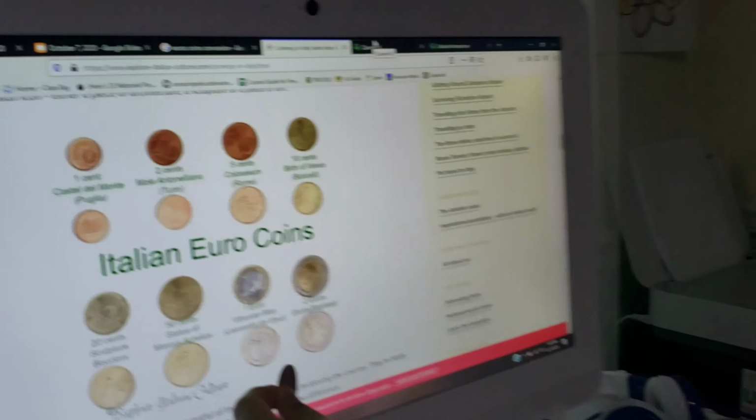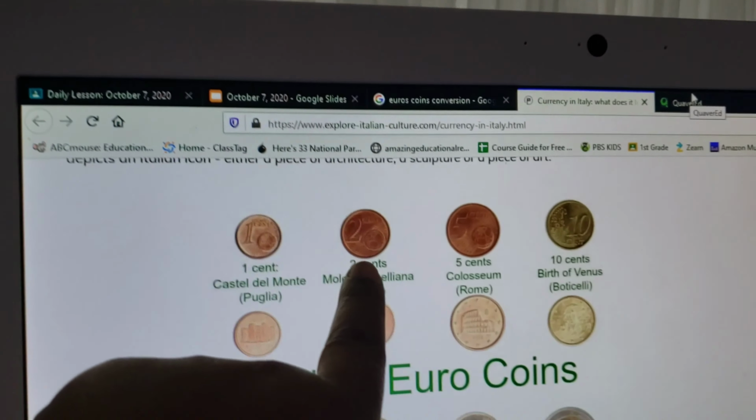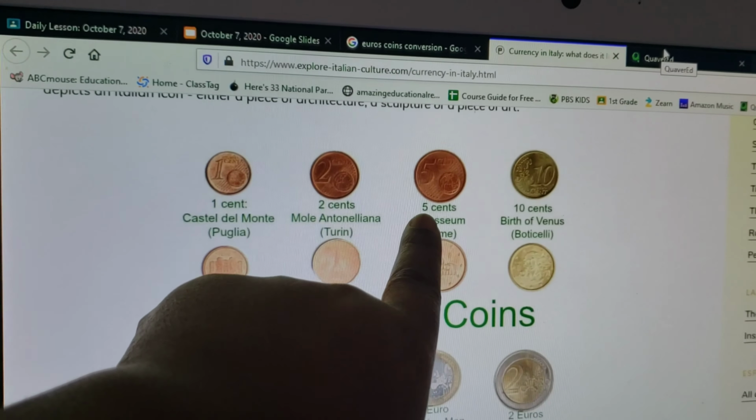So, we have found 2 cents, 5 cents, 10 cents. Oh, this gives us what the front and the back looks like. Okay. And then we also have 1 euro and 2 euros. So, what we're missing is the 20 cents and the 50 cents pieces, and then we're also missing the 1 cent piece. So if you would like to, you can study the euros with your magnifying glass.